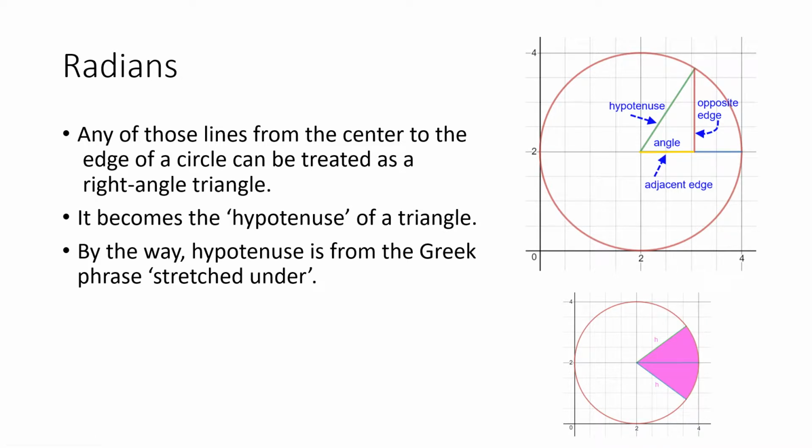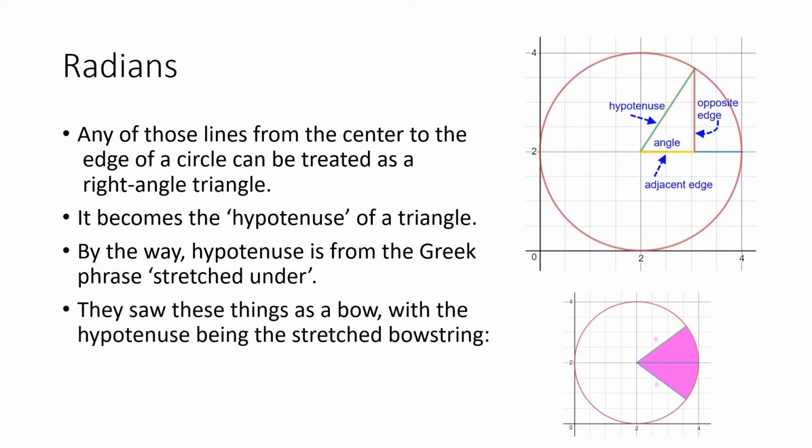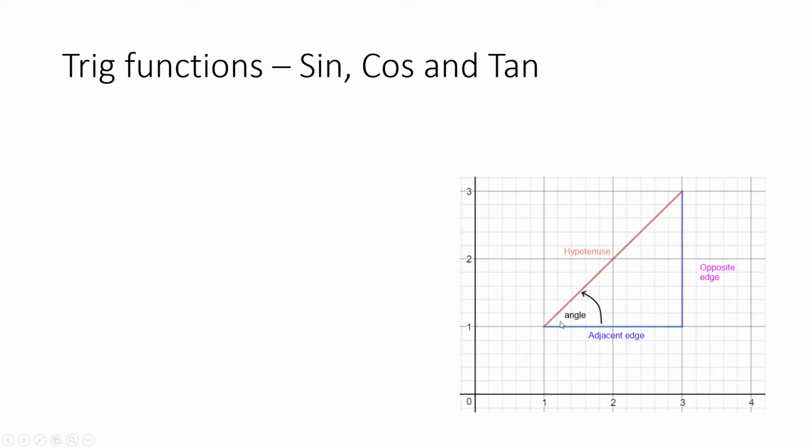Hypotenuse, by the way, is from the Greek phrase meaning stretched under, because they saw it as a bow, and the hypotenuse was stretched under the bowstring. Sorry, it was the bowstring stretched under the bow. So that's why it's called that.